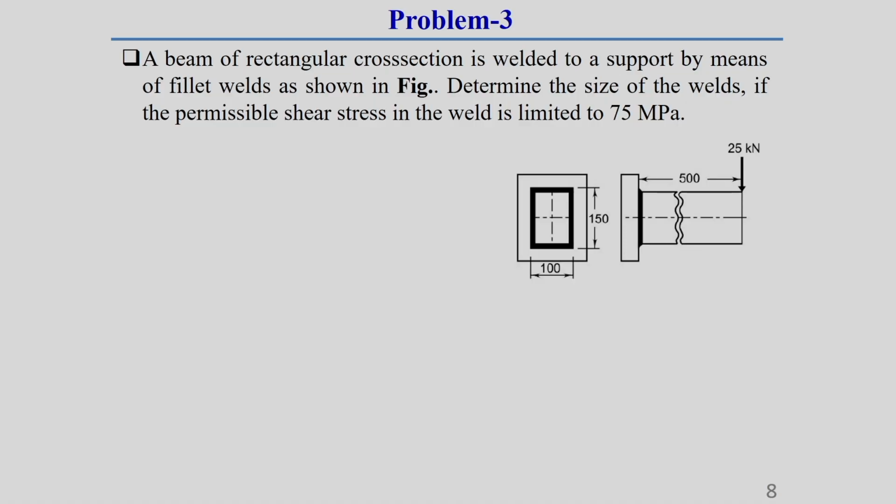Okay. Now, we will solve another problem which is a little bit different type of problem. This problem statement is: a beam of rectangular cross section is welded to a support by means of fillet weld as shown in this figure. Determine the size of the welds if the permissible shear stress in the weld is limited to 75 MPa.